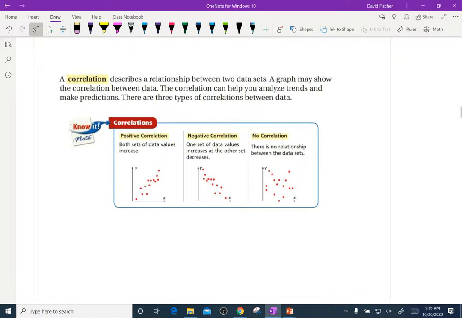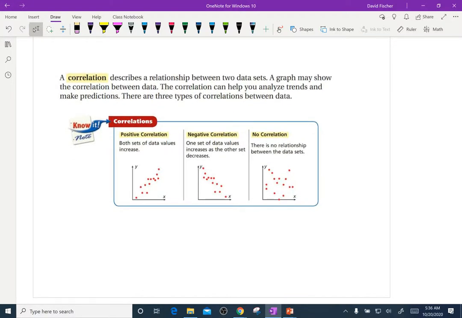Now I'm hoping that you've seen some of these. So as I'm looking at my group of dots here, they kind of form a group here. And as I work from left to right on my x-axis, they're increasing. So we call that a positive correlation. Some people call it a positive trend.